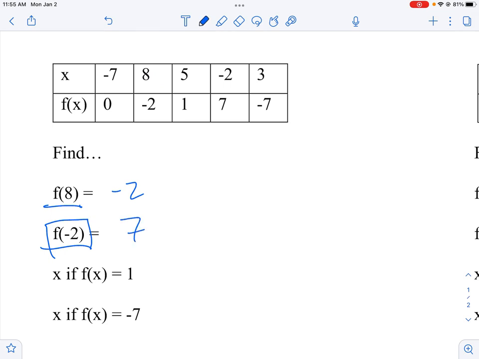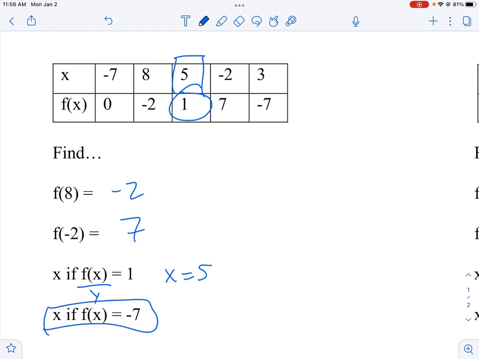Be very careful. There is a -2 here, but that's the f of x value. Okay. So make sure you're not mixing up. The number in the parentheses is x. The number on the other side, what it equals, is a y value. So this one here, what's the x value when the y value, remember that's a y, is 1? So I'm going to go through my table here and find 1. Oh, I found 1 for my y value. I need to write down the x with it, and that's 5. So x is going to equal 5.